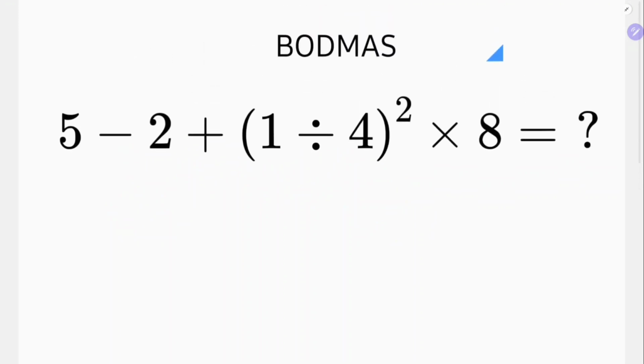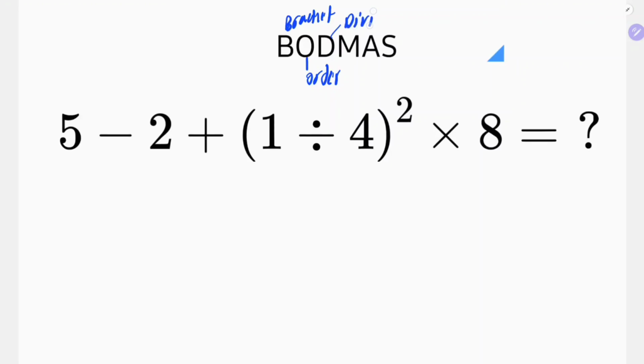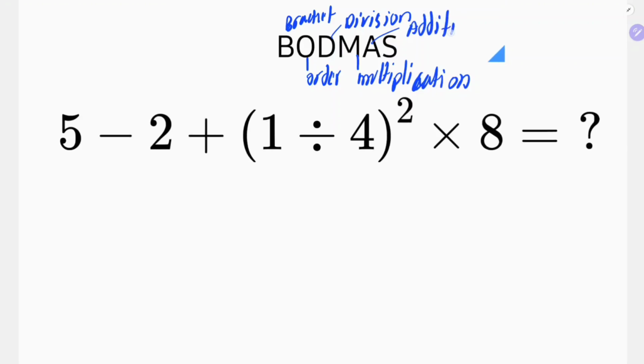BODMAS is a simple term in maths. Let me just give you a simple breakdown of what BODMAS means. This one comes as bracket, this one comes as order, division, multiplication, we have addition, and subtraction. This simply gives us an order in which, anytime we meet a math equation like this, we have to start.